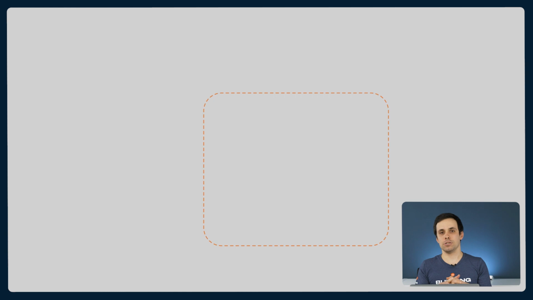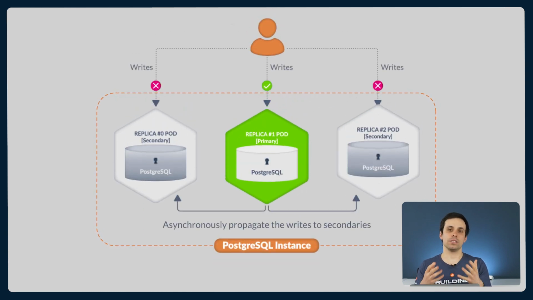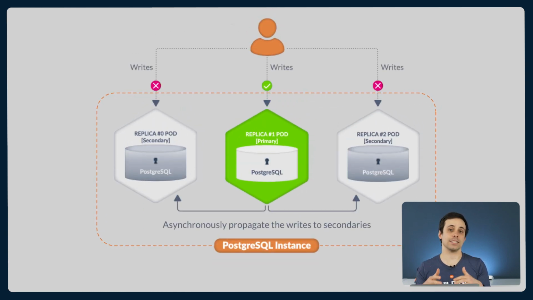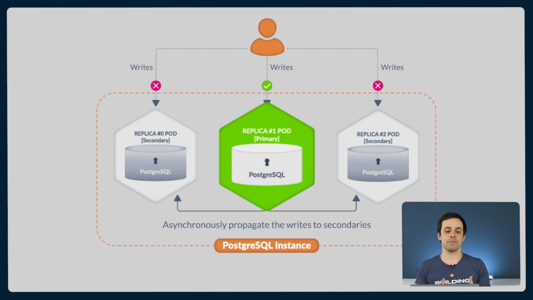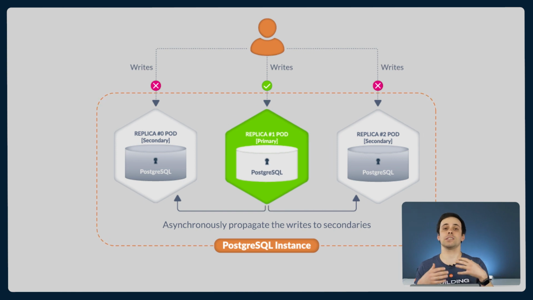One question we haven't answered yet is, okay, we have 3 replicas for this PostgreSQL instance, but what's the relationship between them? And the answer is that they constitute what's called an asynchronous streaming replication cluster. What this means is that one of the replicas will be the primary or leader, and it's the only replica that can serve write requests.